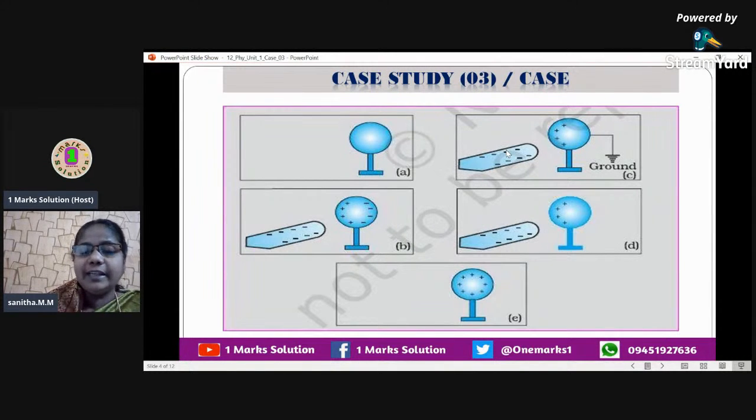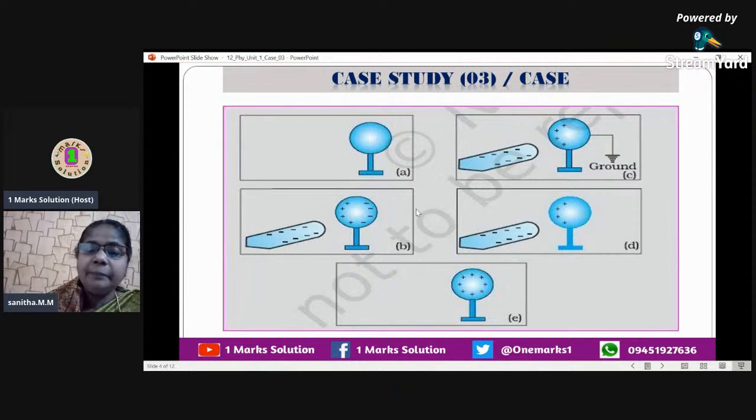And one more thing: if you count the charges on this negatively charged rod, we can say 1, 2, 3, 4, 5, 6, 7, 8, isn't it? After charging by induction also, you can see 8 charges are there. So we are not losing any charges. Without any loss of charge and without any direct contact, this process takes place, and we call it charging by induction.